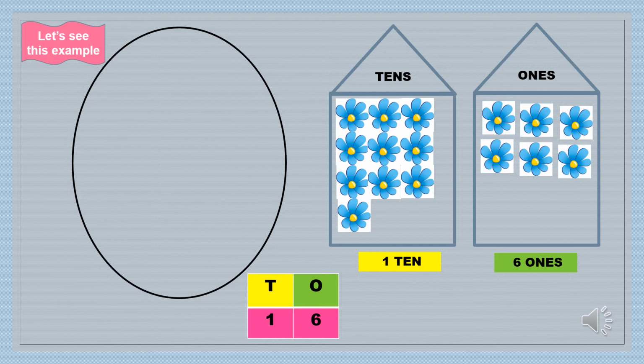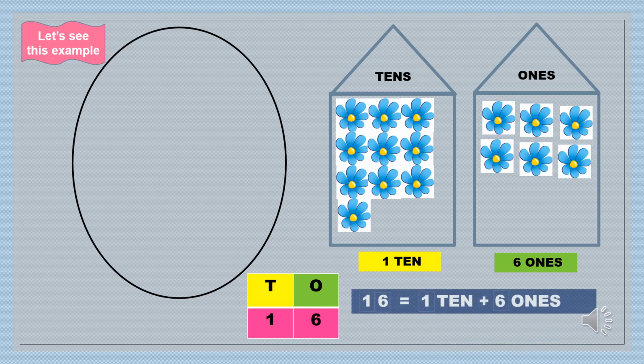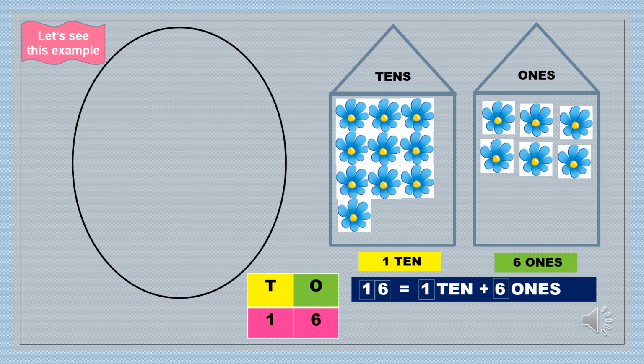There were a total of 16 stars present earlier, and when we placed them in their respective houses, we got 1 ten and 6 ones. So what else can we write? We can write 16 is equal to 1 ten and 6 ones. Okay, children? Is this clear?